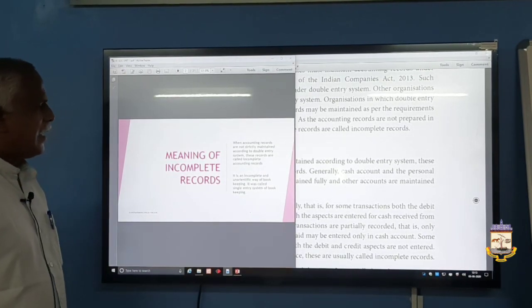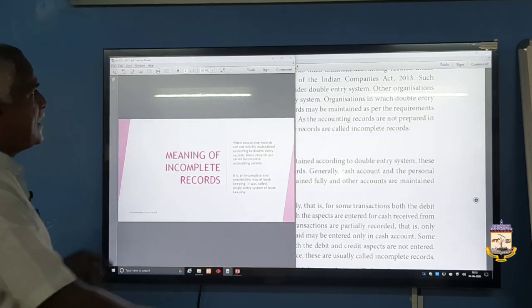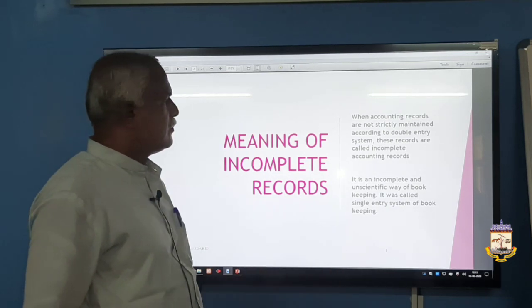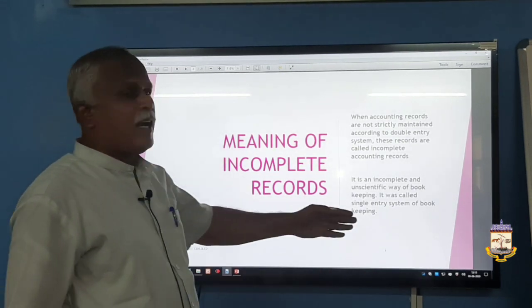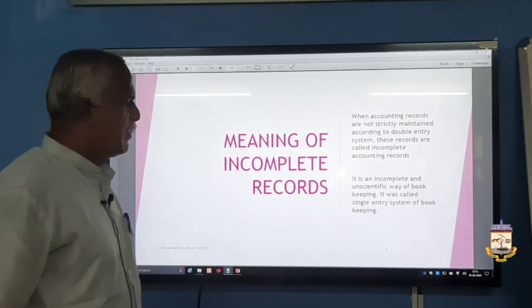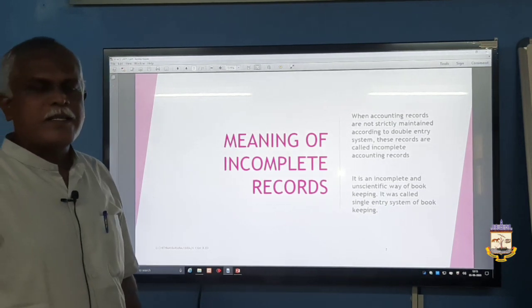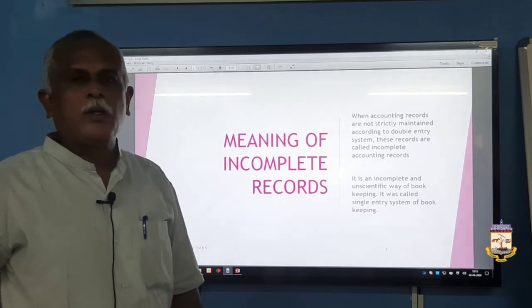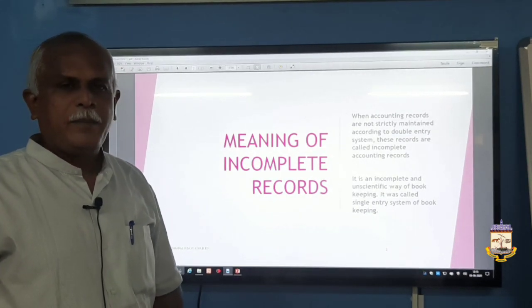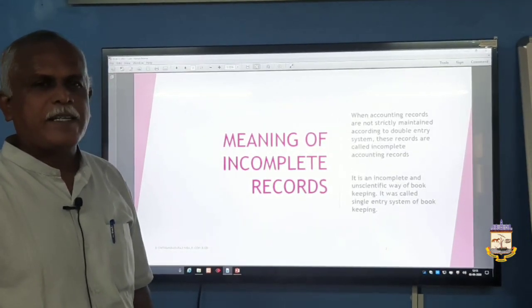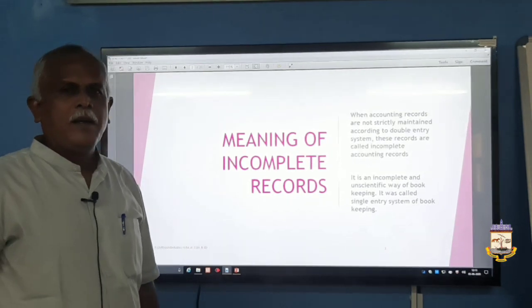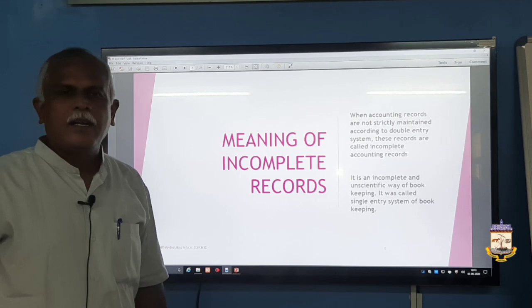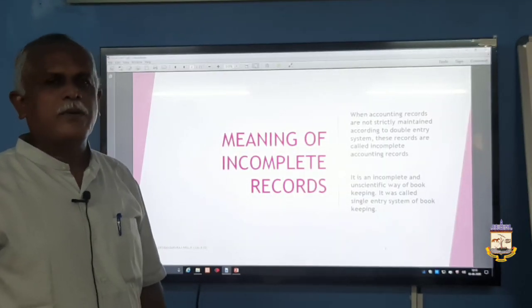It is incomplete, unscientific, and it is also called single entry system of bookkeeping, because we know there are two aspects, debit aspect as well as credit aspect, to be recorded. But in these incomplete records, we record any one aspect or sometimes we don't record.